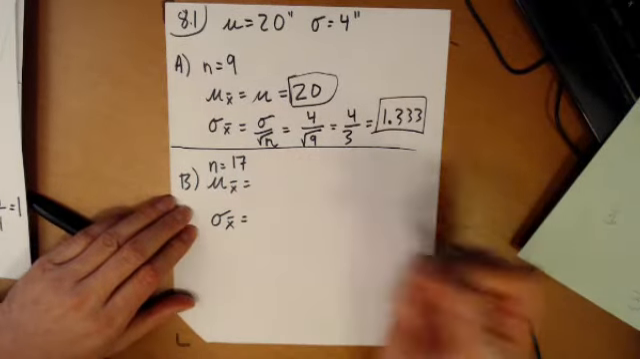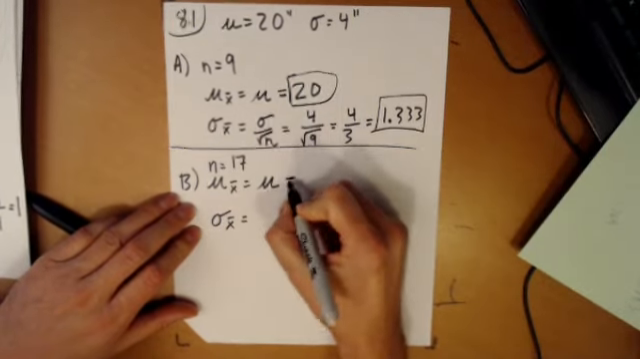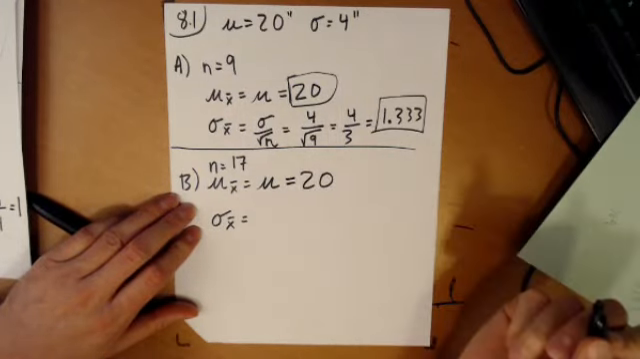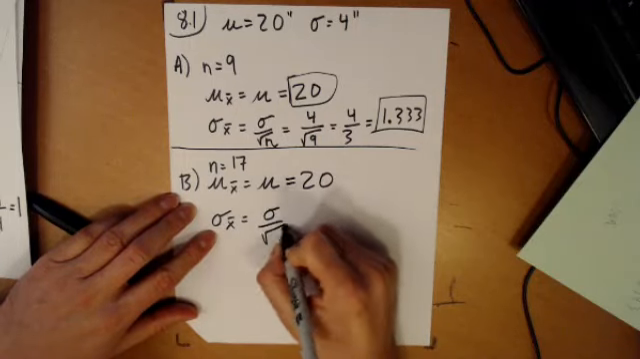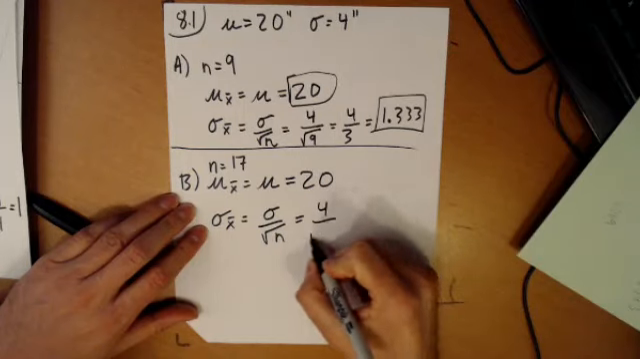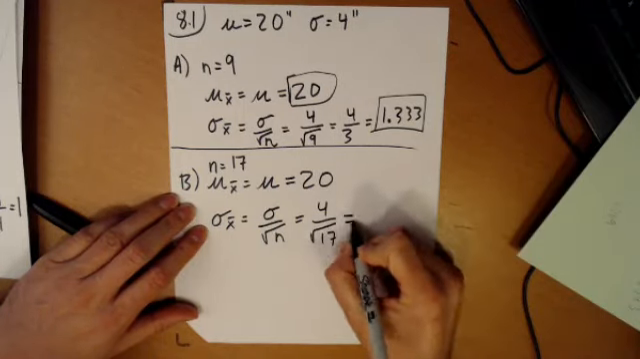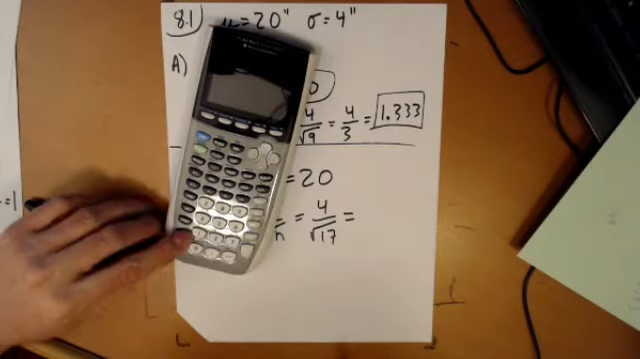Okay, so the next one should be pretty straightforward. We're just changing the sample size to 17. So the mean of the X bars is just the mean, which is 20. Easy. And the standard deviation of the X bars is just going to be sigma over root n, which is just 4 over the square root of 17, which is, got to ask my calculator.